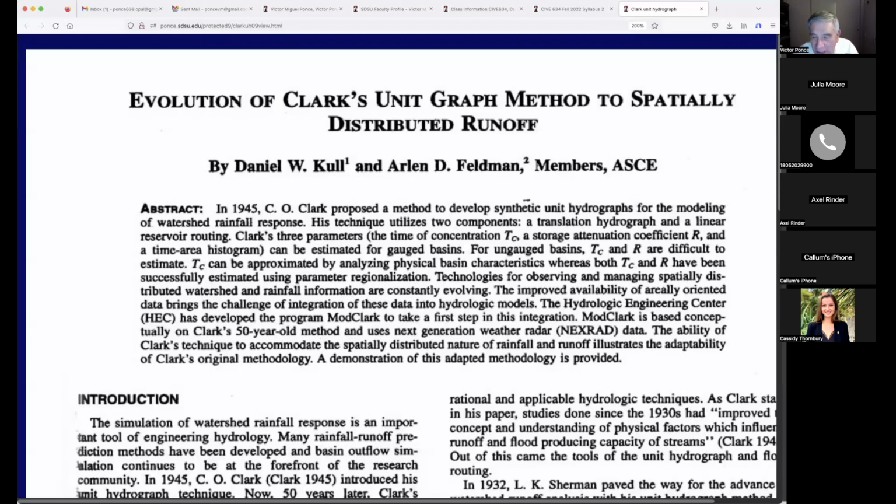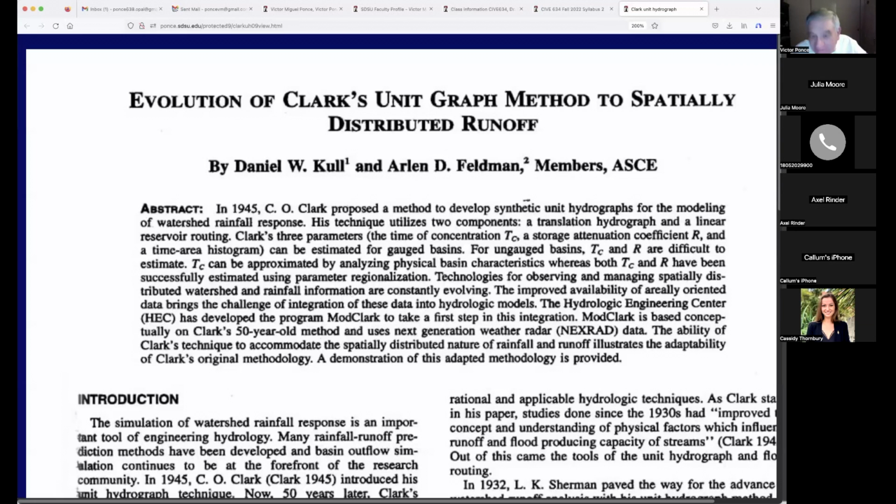Okay, the improved availability of areally oriented data, that's GIS, brings the challenge of integration of these data into hydrologic models. It is a challenge, and it still remains a challenge, by the way. The Hydrologic Engineering Center, HEC, has developed the program ModClark to take a first step in this integration. That is really amazing for me, that they should actually put this in black and white, because they took the first step and they never bothered, or I guess they couldn't. They didn't have the wherewithal to take the second step. And this has been 20 years already. We're still in the practice of the first step, right? But it was the first step. So they were correct. They're not saying anything wrong.